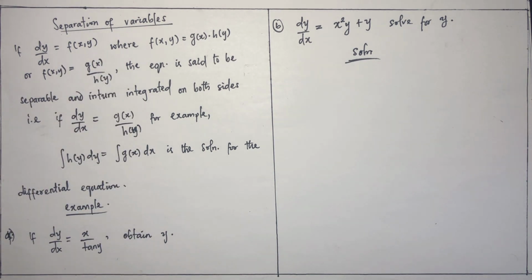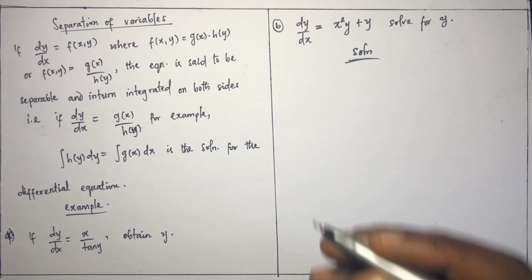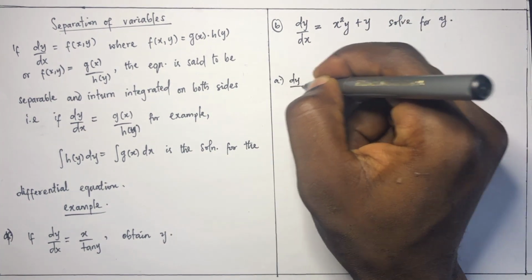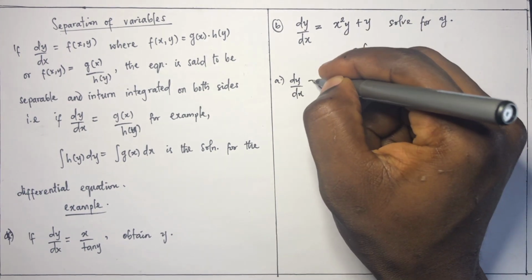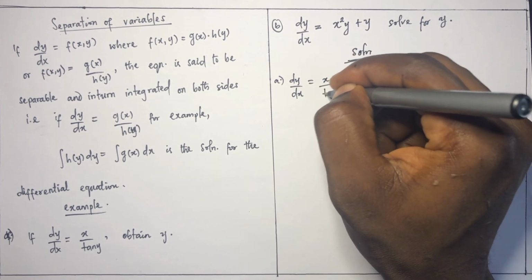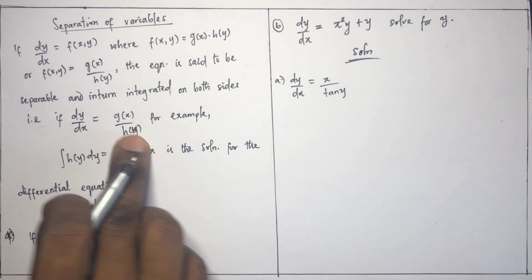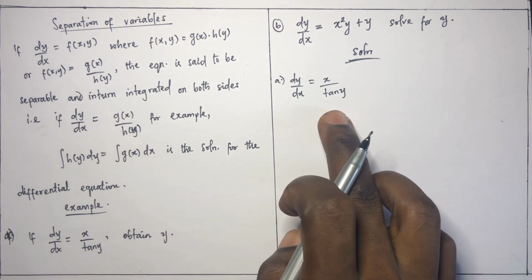So there are two examples that I will solve based on this. We'll start with example 1. Example 1 says: if dy/dx is equal to x over tan y, obtain y. So what is the function y? We have dy/dx equals x over tan y. If you look at this, g(x) is x, h(y) is tan y.